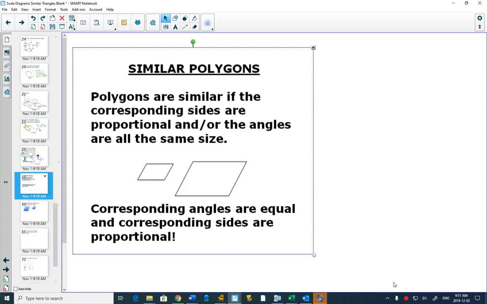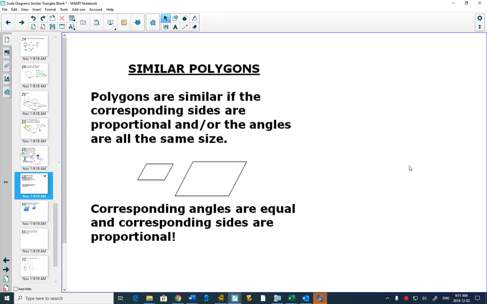Today, we do the similar idea to similar triangles. We just extend it to similar polygons. And you have this in your notes already. Again, polygons are similar if all the angles are the same and the sides are proportional. In other words, you could find a number that you can multiply to go from one corresponding side to another.